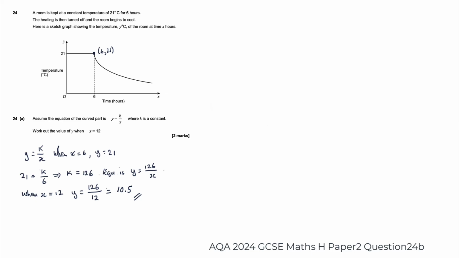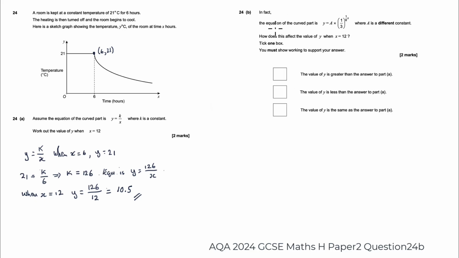Let's look at part B now. And we're told that in fact the equation of the curve is a bit more complicated than k over x. Y is some constant times 1/3 to the power of 1/6 of x. And it says, how does this affect the value of y when x equals 12? So we'll need to go through the same type of process that we went through in part A. So let's write down the equation of this curve. So it's 1/3 that's being raised to the power of 1/6 of x.